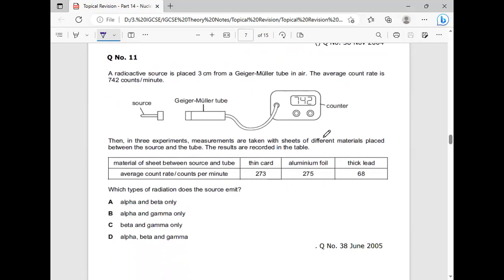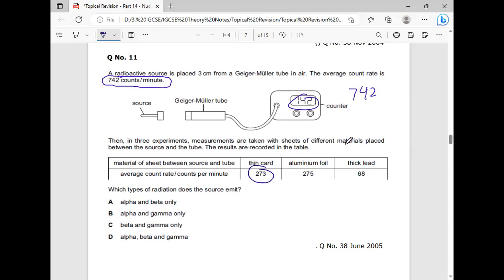This is an interesting question. A radioactive source is placed 3 centimeters from a GM tube in air. The average count rate, the initial reading, is 742 counts per minute. Then in 3 experiments, measurements are taken with sheets of different materials placed between the source and the tube. The results are recorded in the table.